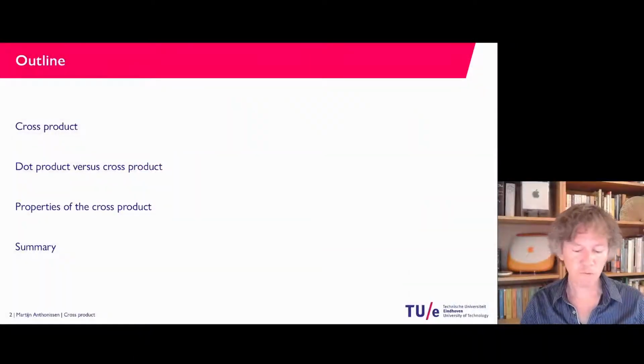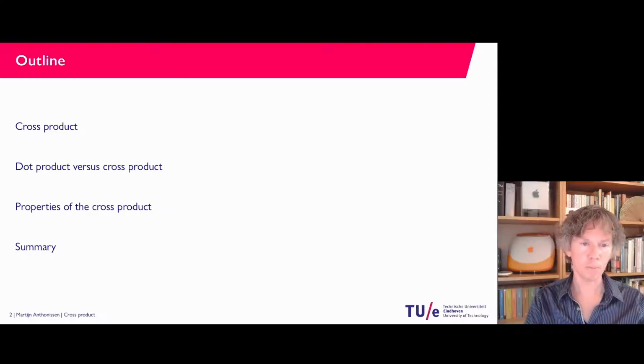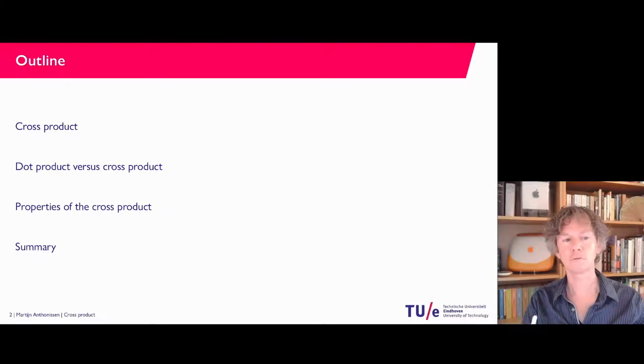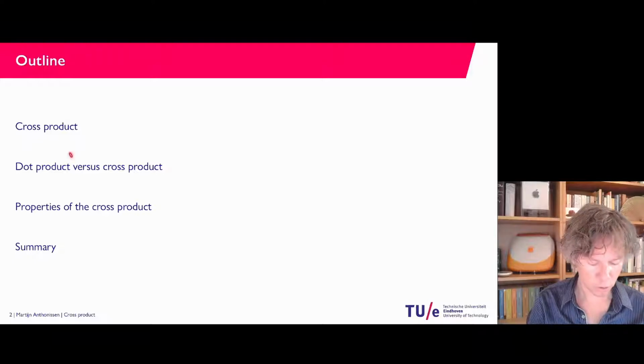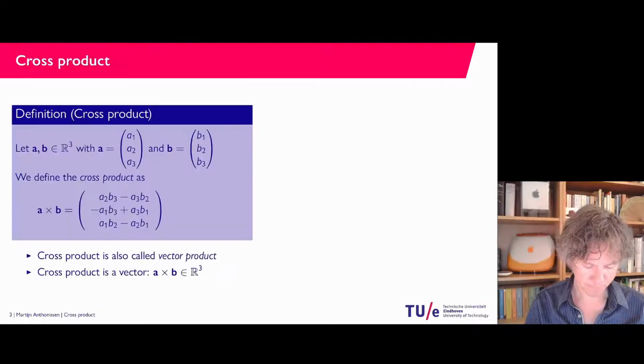So let's have a look at the contents for this video. I will first give the definition of cross product and some examples. Then I will indicate once more the difference between dot product and cross product. Dot product is a number, cross product is a vector. So this one is also called sometimes the scalar product, and this one the vector product. And I will give some properties of the cross product. So let's have a look.